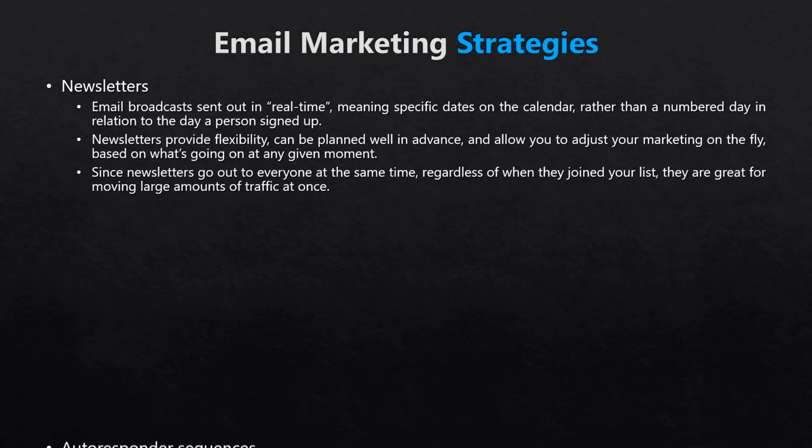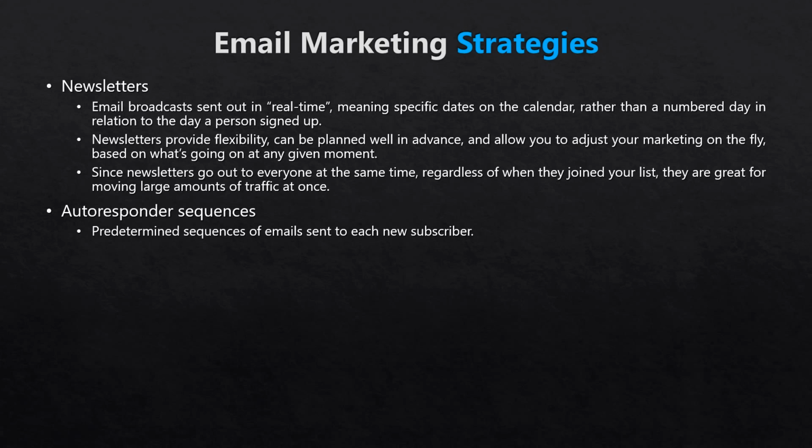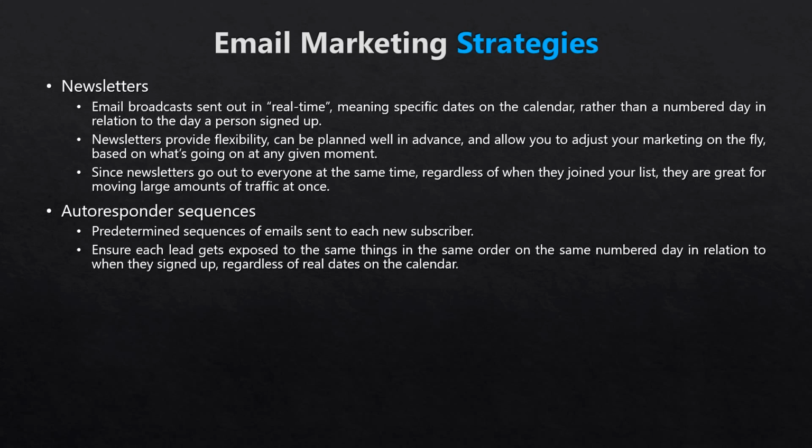Next, there's autoresponder sequences. Autoresponder sequences are a predetermined series of emails that each new subscriber to your list gets after signing up. Where newsletters are great for producing massive effect at one time, autoresponders are great for easily ensuring every subscriber gets exposed to the same things in the same order. This means regardless of real dates on a calendar, you can ensure that each lead gets the same message on the same numbered day in relation to when they subscribed.